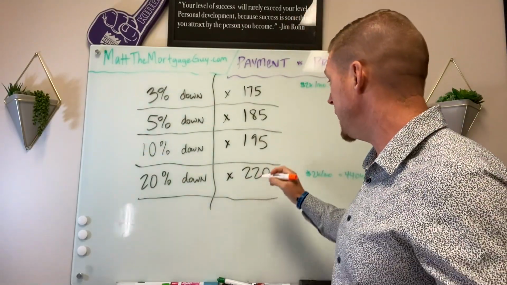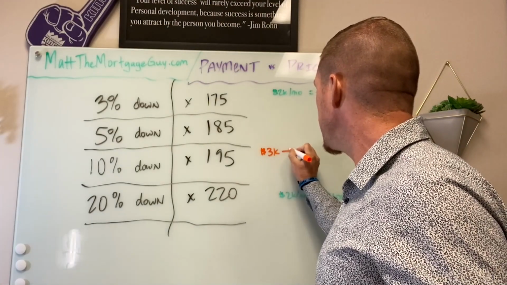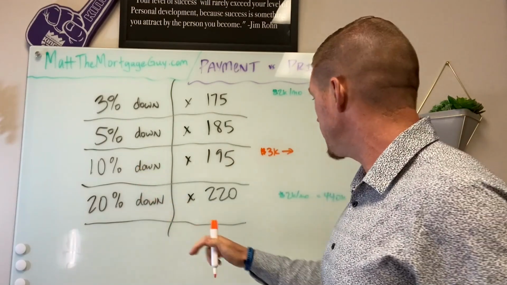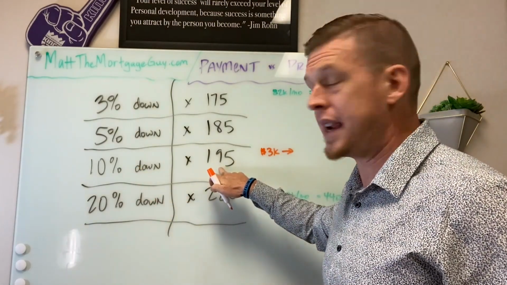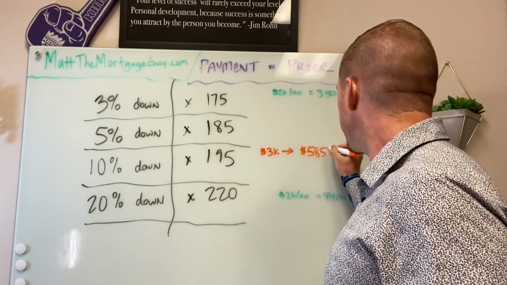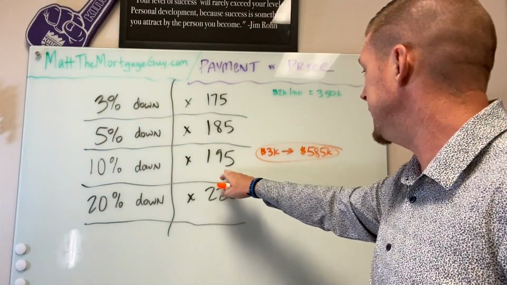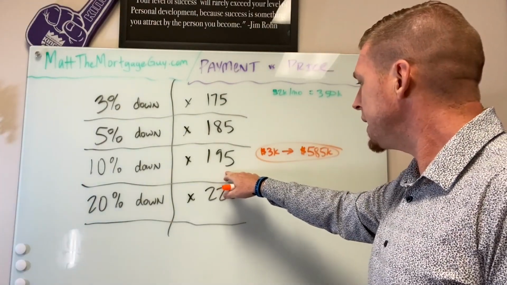You still have to qualify, but if you can afford $3K a month, you want to know how much you're going to buy, putting 10% down, you multiply that by 195. If I didn't know any better, I'd say that's about a $585,000 purchase price. Hopefully I did that correct math in my head. I think I did. And it works.